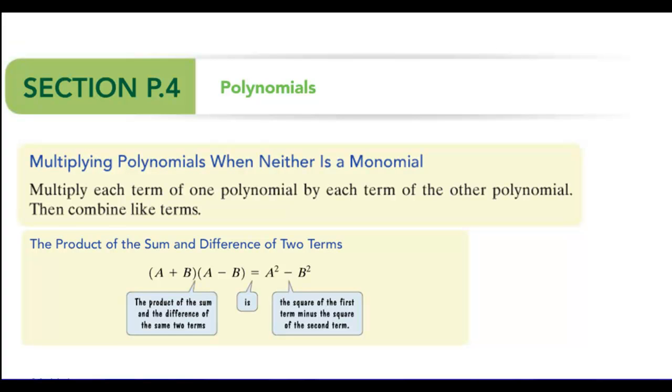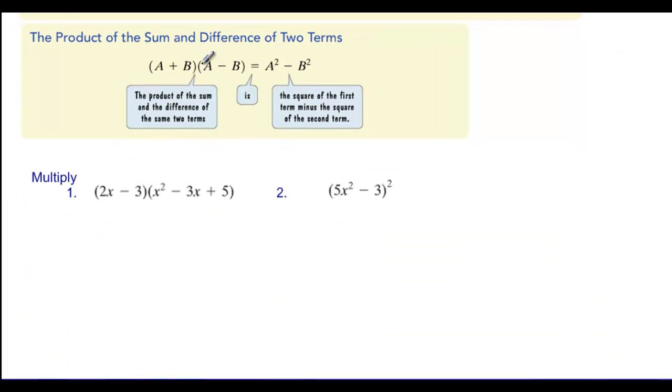So let's talk a little bit more about multiplying polynomials. And the first thing that I want to remind everybody about is the product of the sum and difference of two terms. So also you'll hear like the difference of squares. So if you have the same thing with opposite signs in the middle, whenever you FOIL out, you're going to end up with only two terms.